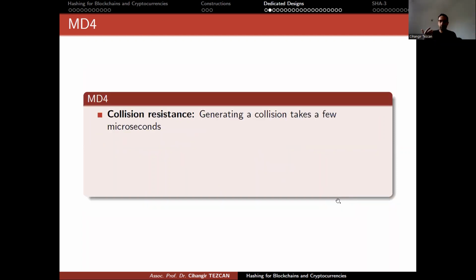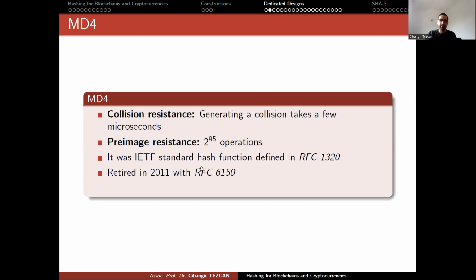So is it secure? And the answer is no. If we talk about collision resistance, generating a collision takes a few microseconds. So it is very easy to produce MD4 collisions. There are some attacks that find a pre-image which requires 2 to the 95 operations instead of 2 to the 128, if you recall the brute force attack. So this was an IETF standard hash function defined in RFC 1320, but retired in 2011 with this RFC.